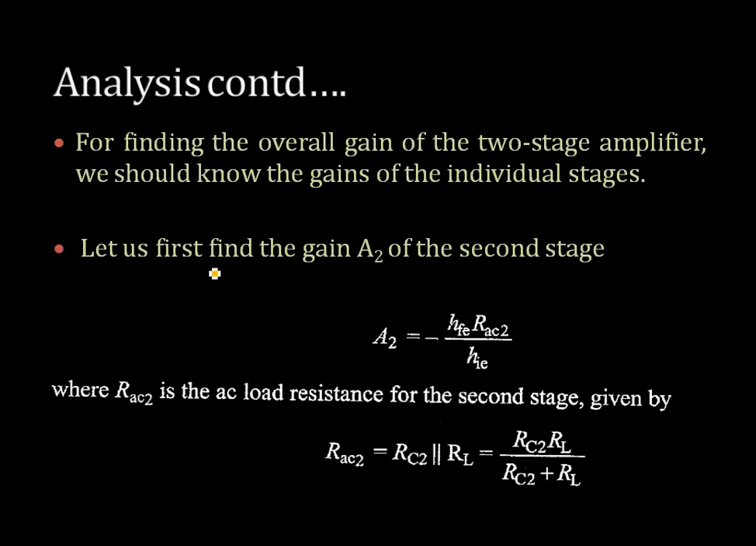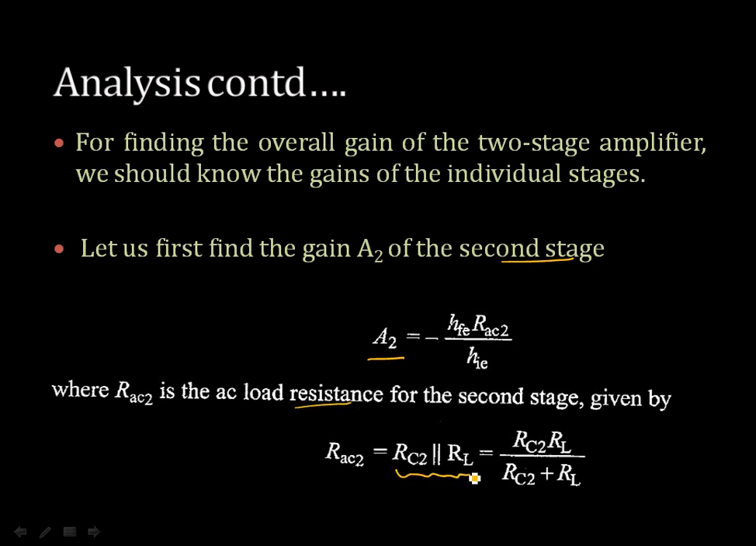So we'll see one by one. For finding the overall gain of the two-stage amplifier, we should know the gain of the individual stages. So we are starting with the second stage, calculating the gain. So A2 is minus hfe RAC2 by hie. What is RAC2? It is the AC load resistance for the second stage.